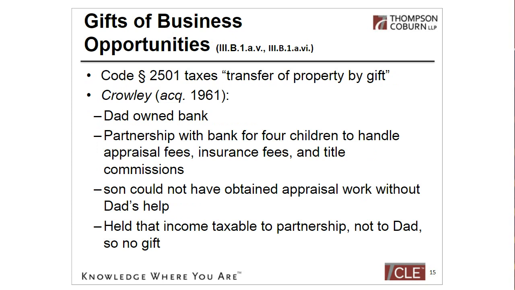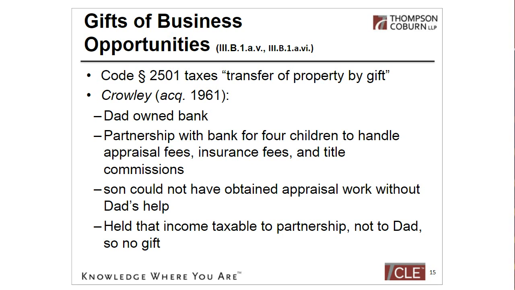On slide 15, gifts of business opportunities. Code Section 2501, the gift tax statute, taxes the transfer of property by gift. So when does what you do rise to the level of transferring property? We saw in the employment context that if property got transferred from the employer or other service recipient to this third party, there was a gift tax consequence then. But when do you have a property right that is being transferred? Paying the life insurance premiums is a pretty obvious transfer.